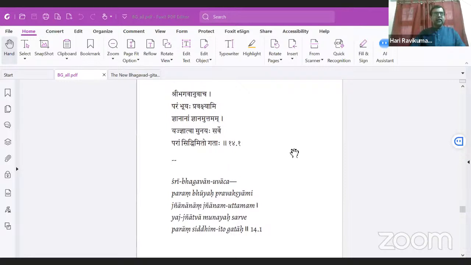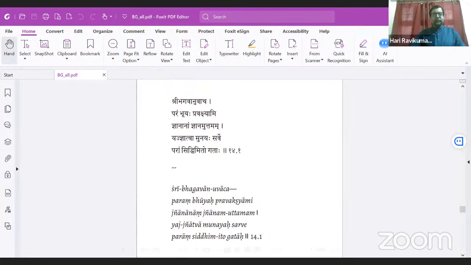Okay, now you can see my screen. So, chapter 14. The 14th chapter is where we start off with the study of the three gunas: sattva, rajas, and tamas. I briefly explained to you what is sattva, rajas, and tamas. And here, through the course of this chapter, and then the 17th and part of the 18th, we'll get an overview of what Krishna says about sattva, rajas, tamas.